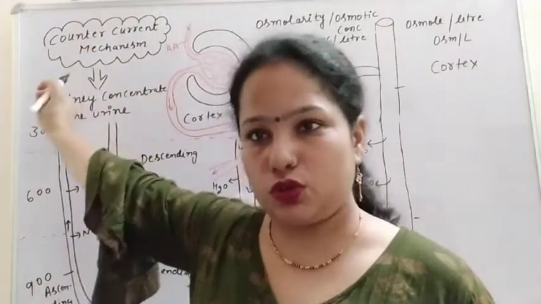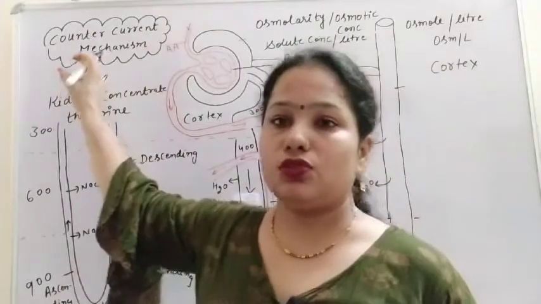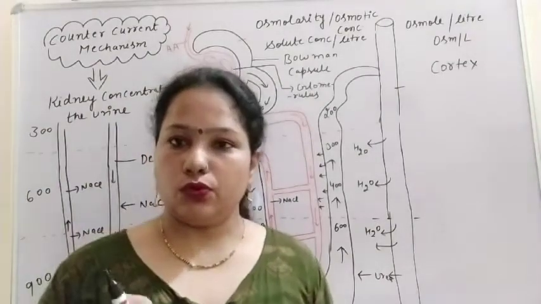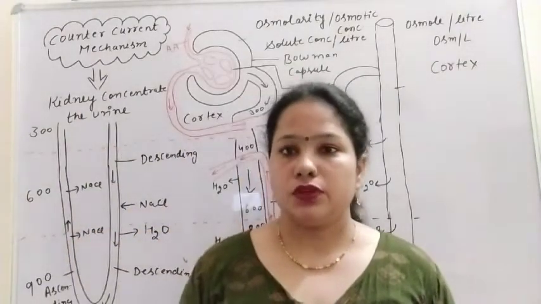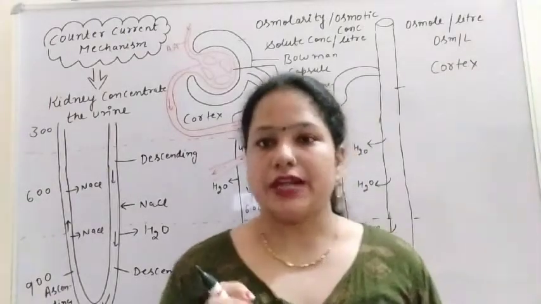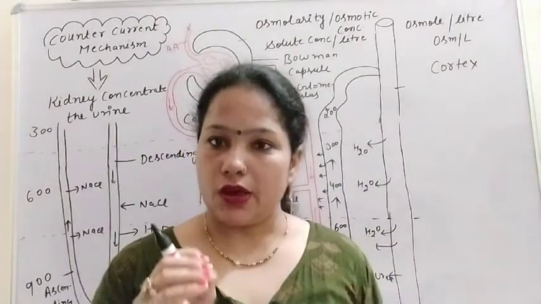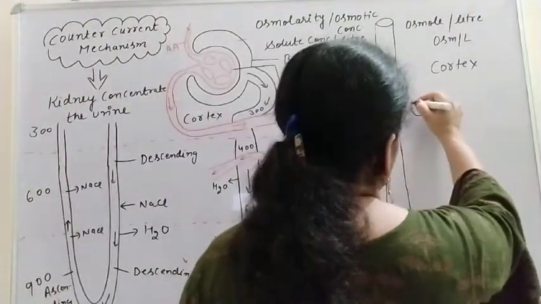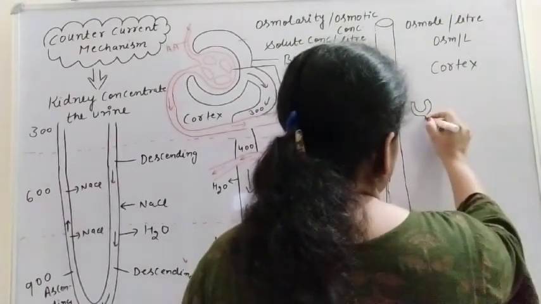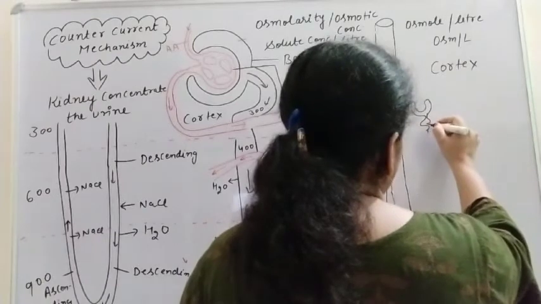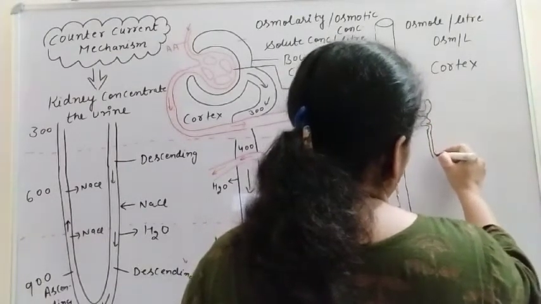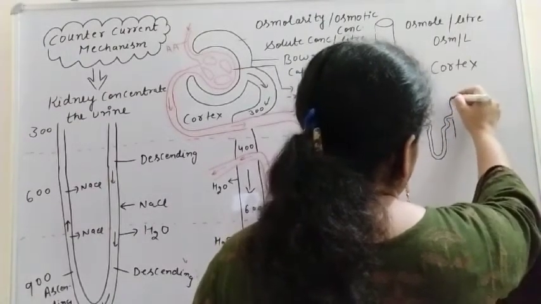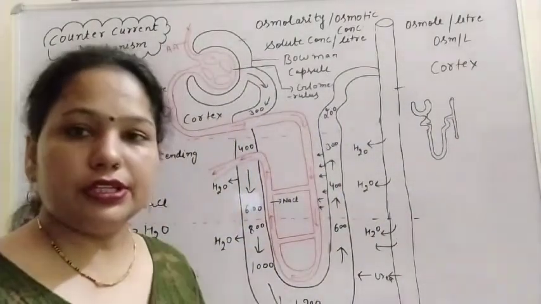So you understood the definition, and you understood why there is a need of counter current mechanism. Before this, one thing you also have to remember: the cortical nephron and the juxtamedullary nephron. There are two types of nephron. First is the cortical nephron. From the name it is very clear that they have a very short loop of Henle, and the very short loop of Henle is extended in the medulla part of the kidney.